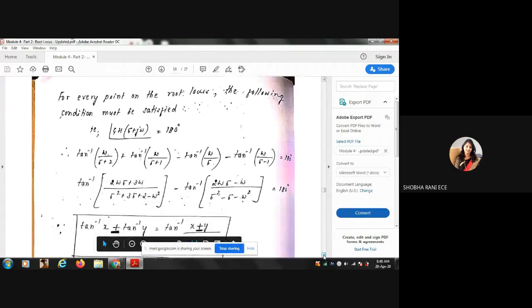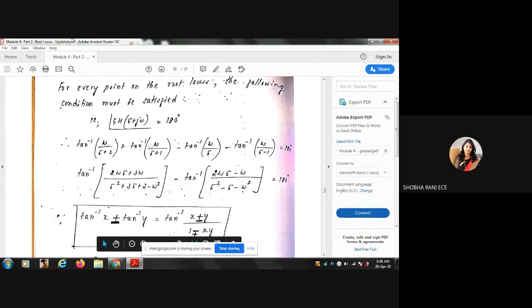So now what I have done is, I have taken two terms together. So I have taken the first two terms together. I have applied the formula tan inverse of x plus tan inverse of y. So when I do the simplification, the equation will get reduced to this form. You can do this calculation separately and you can check it. It is a very simple one. Minus, I have taken minus outside here, and then again I have applied the formula to tan inverse of omega by sigma plus tan inverse of omega by sigma minus 1, and that is equal to 180 degree.